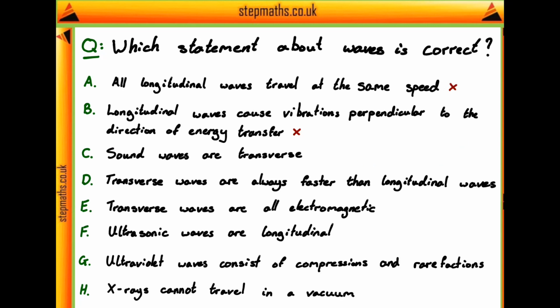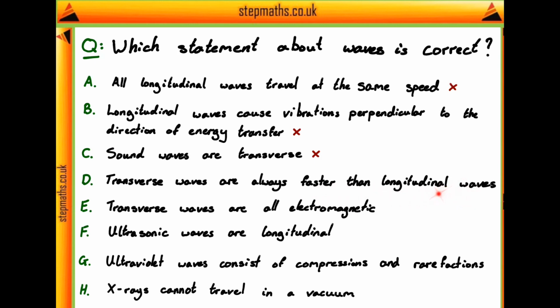Moving on, we can then go ahead and look at statement C, which just says that sound waves are transverse. We already know from thinking about our example in A that sound waves are longitudinal waves, that's why we use them. So this statement is also going to be false. The next statement, statement D, says that transverse waves are always faster than longitudinal waves.